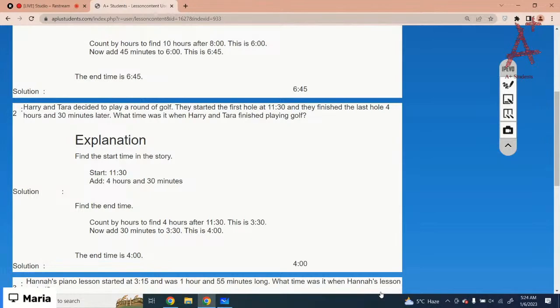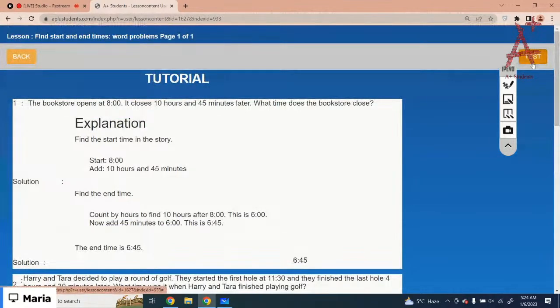Got it? Let's just start with the test questions because we have to add the time. So let's see how can we add the time.